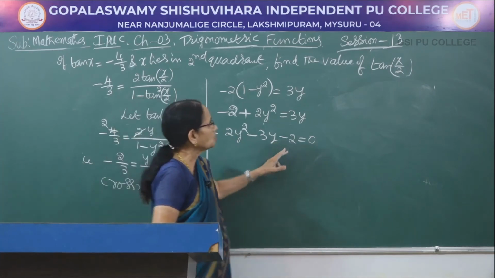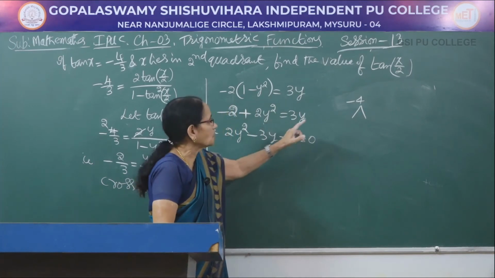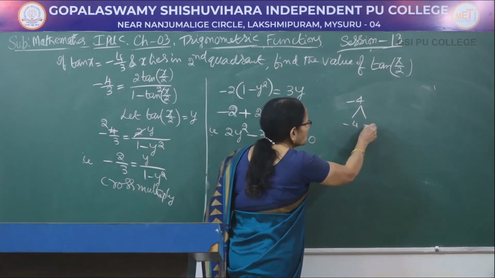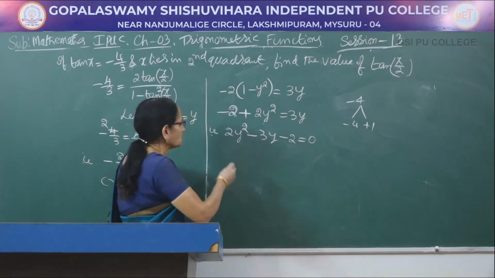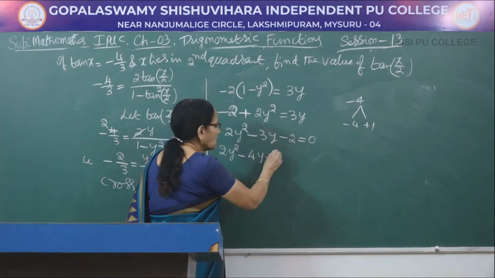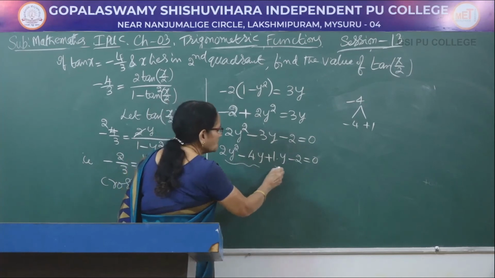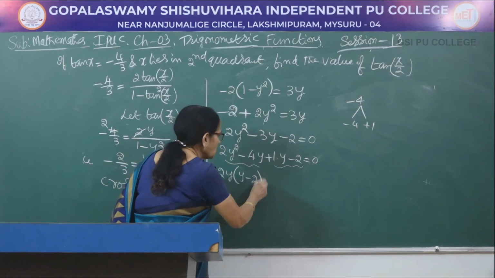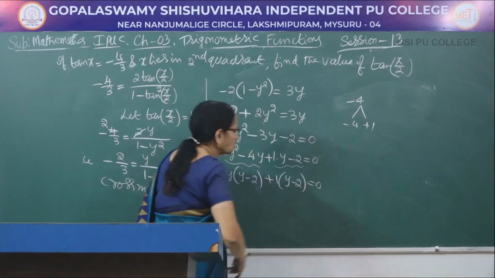What's the method? 2 into minus 2, that is minus 4. You have to split the number in such a way that the product would be minus 4 and the sum would be minus 3. Suppose I take it as minus 4 plus 1: when you multiply, minus 4; when you add, minus 3. Therefore, you write it as 2y square minus 4y plus 1y minus 2 equal to 0. So, factorization means we try to take out a common factor: 2y into y minus 2 plus 1 into y minus 2, that is equal to 0.